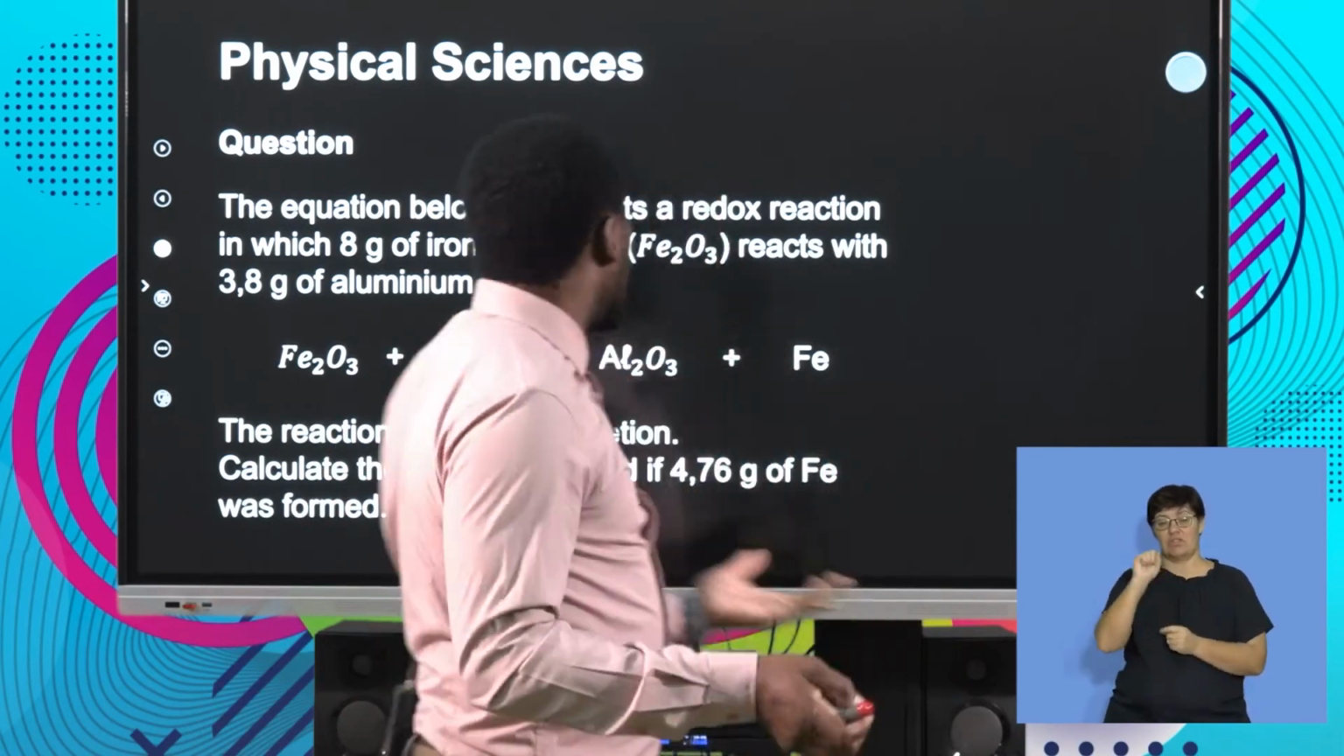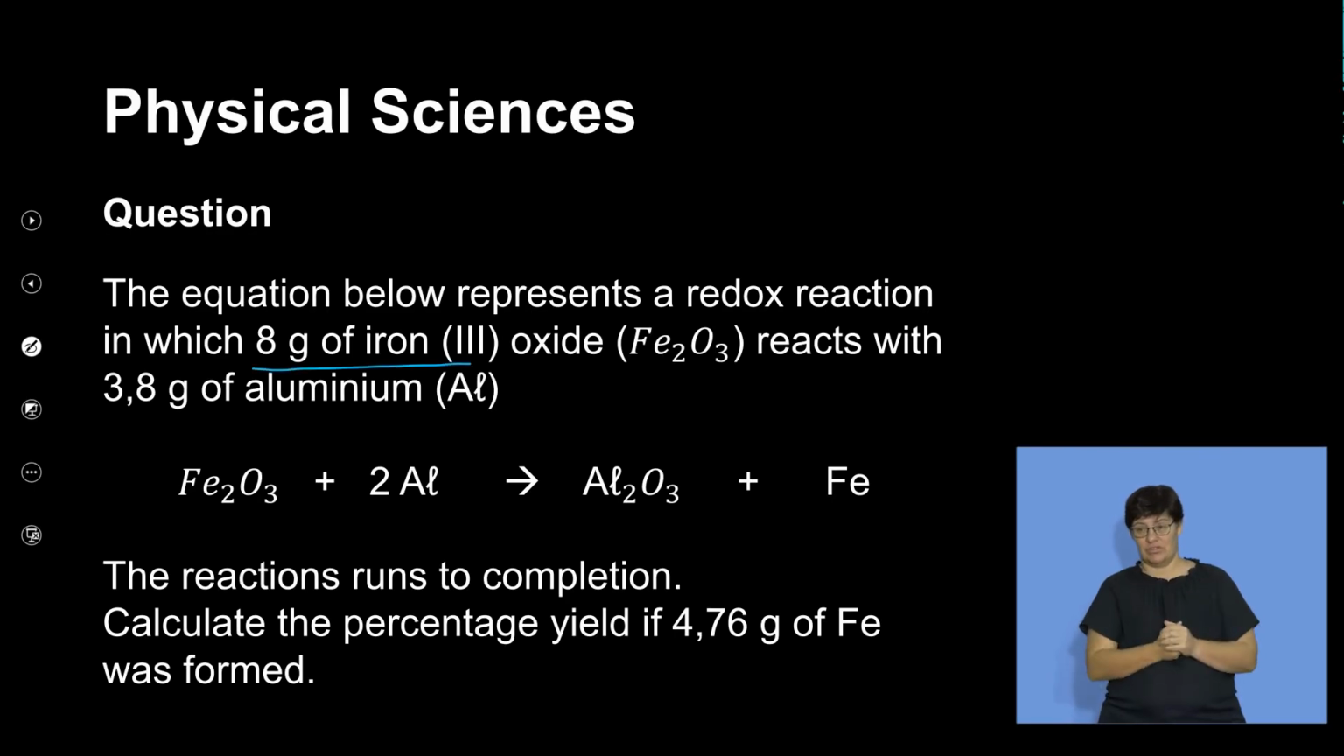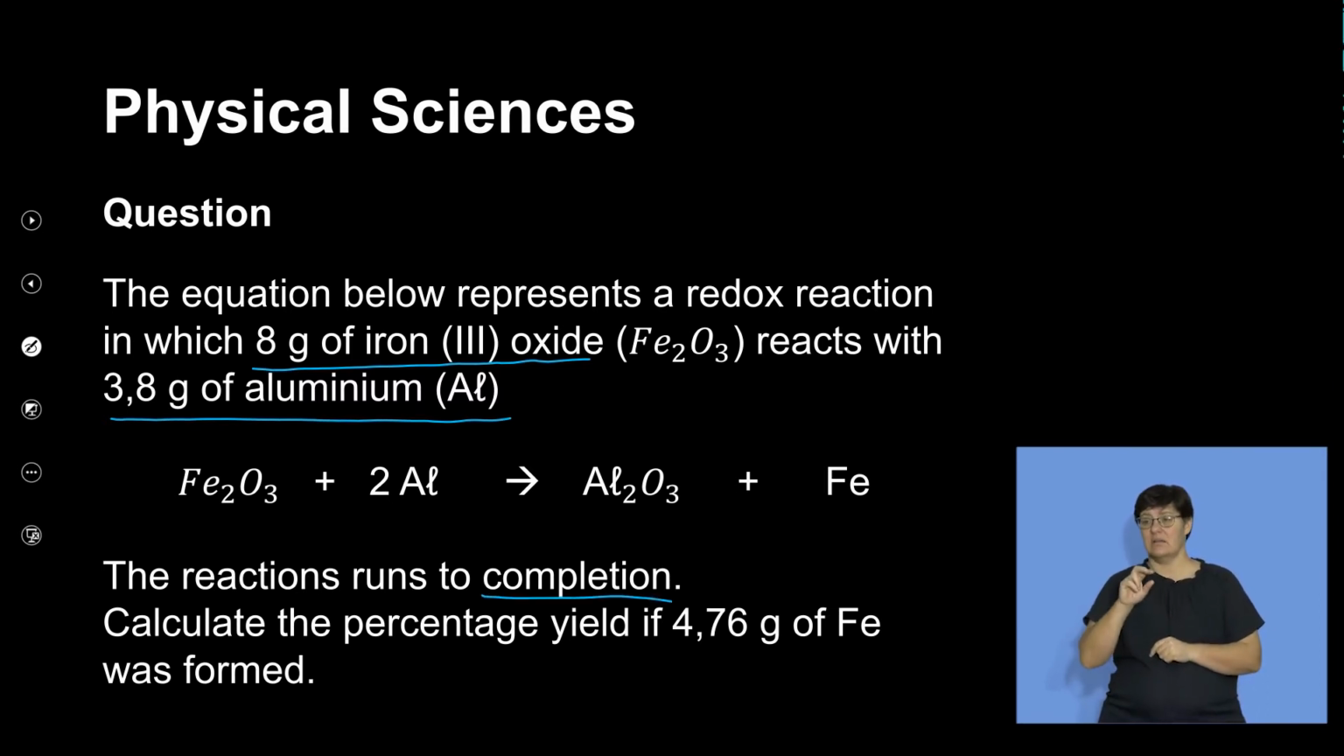chemical change. So in this example, we've got 8 grams of iron 3 oxide as well as 3.8 grams of aluminium. The reaction runs to completion. What does that mean? It means this reaction occurs to a point where it stopped. Whether the aluminium was used up or the iron 3 oxide was used up doesn't matter, but one of the two reactants reacted completely. The question demands that we determine the percentage yield given the mass of iron that was formed.